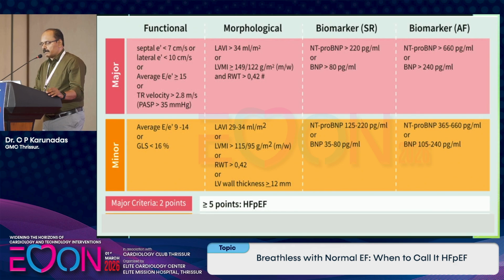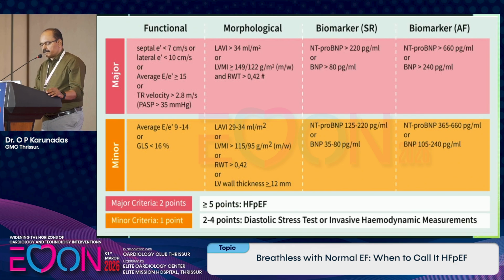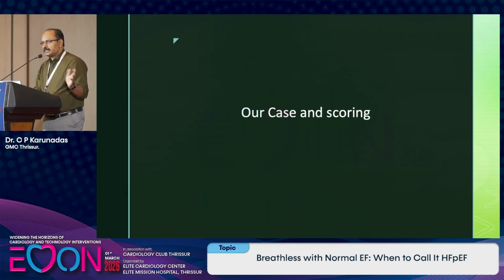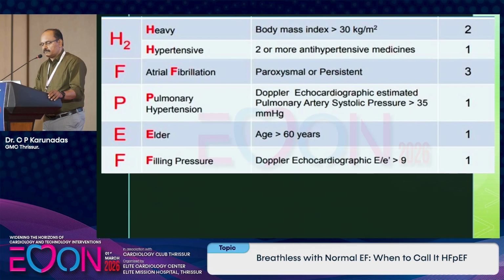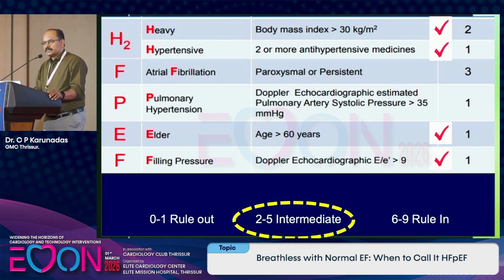If there are more than 5 points, you diagnose HFpEF. If it is 2 to 4 points, you go for further evaluation. So the first one is rather clinical. This is more based on investigations. So let us take our case and do the scoring for that. This is the first scoring system, the H2FPEF system. Our patient is heavy, she is hypertensive, she is elderly, and she has higher filling pressures as shown by an E by E prime ratio of around 14. So she gets 5 points, which brings her into the intermediate group.